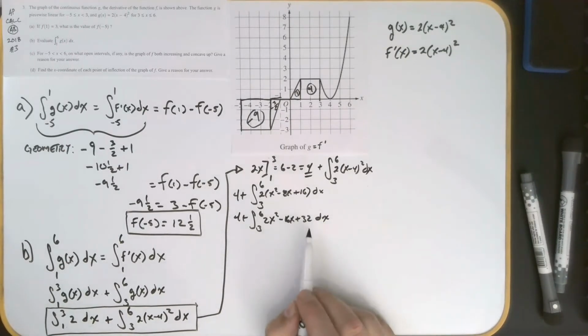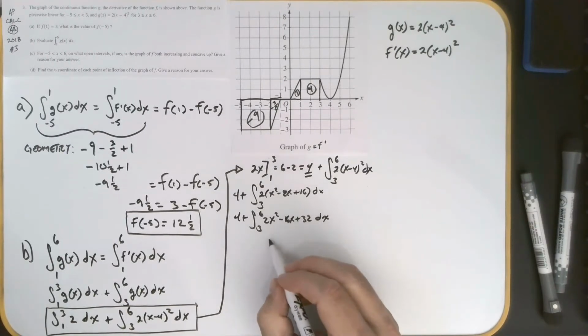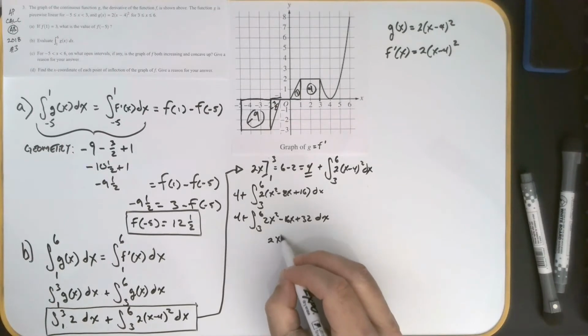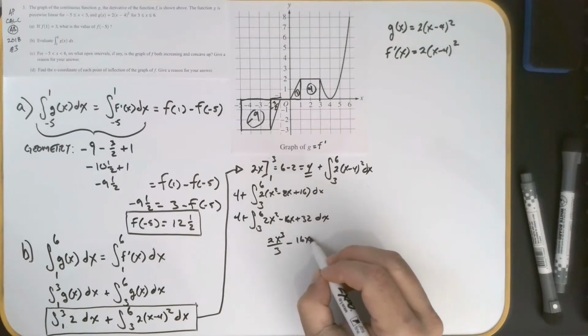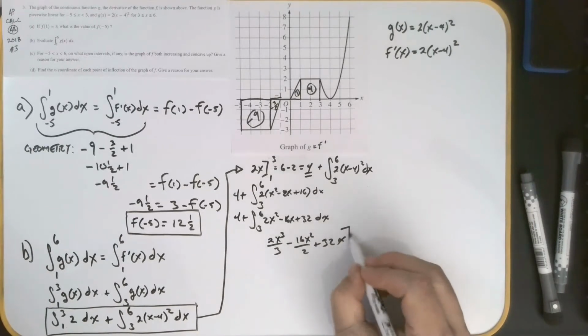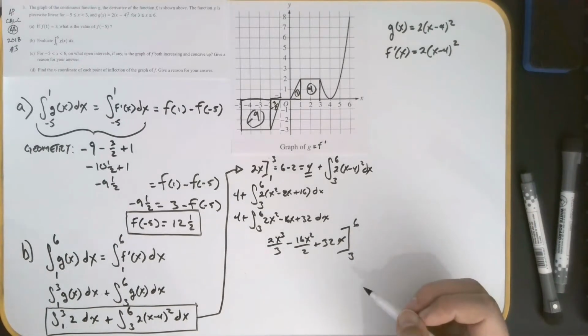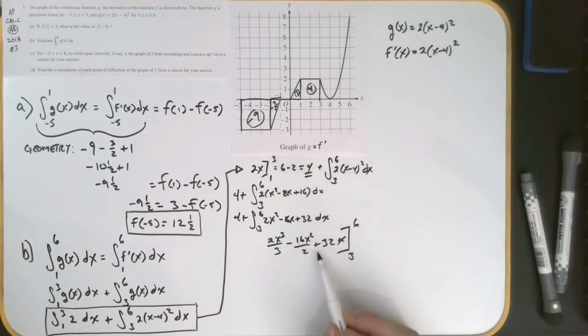Okay, now this is totally integratable. Add 1 to your exponent, divide by your new exponent, and on this you would say, well, I'm going to get 2x cubed over 3 minus 16x squared over 2 plus 32x, and I'm going to evaluate that from 3 to 6. Now I just want to show you, do you want to put 6 in there and cube it? Do you want to put 6 in here and square it? Do you want to put 6 in here and multiply it by 32? This is kind of heavy on the math, and this is not a calculator question, though you'll have a calculator to do this.